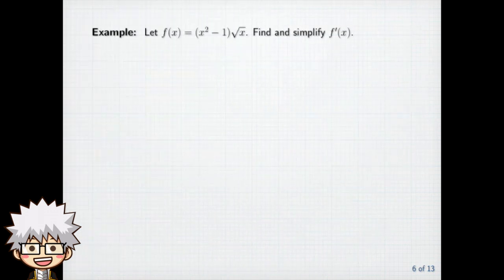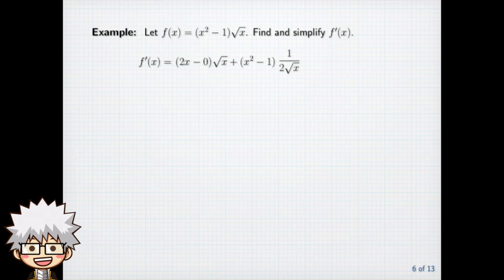Example. Let f of x equal x squared minus 1 times the square root of x. Find and simplify f prime of x. So we apply the product rule here. F prime of x would be the derivative of x squared minus 1, or 2x minus 0, times the square root of x, plus the first factor, x squared minus 1, times the derivative of the second factor, 1 over 2 times the square root of x.